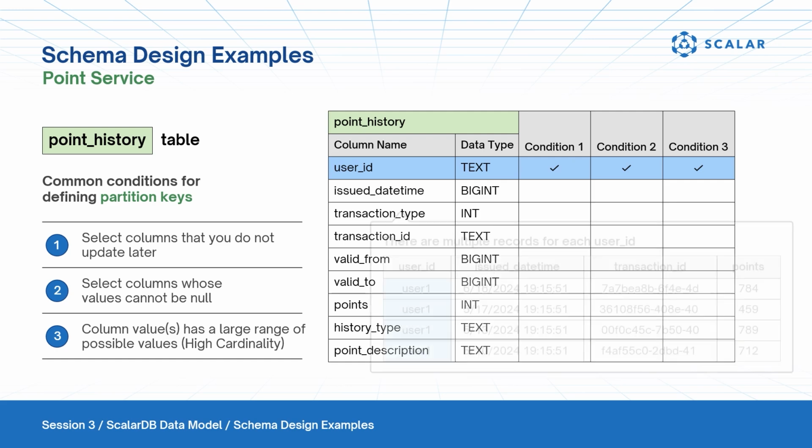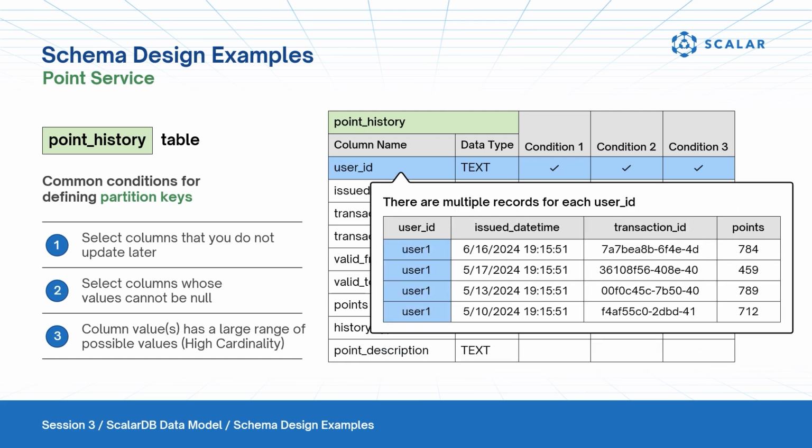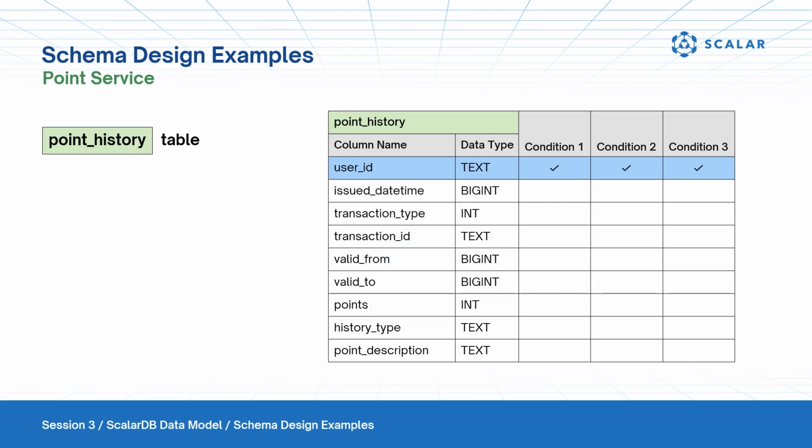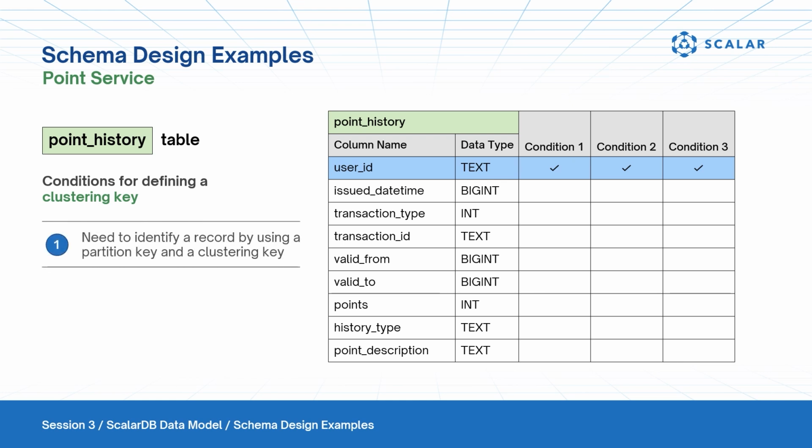For this table, there are multiple records per user ID. A clustering key must be defined to identify the target record. Let us understand the conditions for defining the clustering key. The first thing is, we need to identify a record by using a partition key and a clustering key. This condition is essential for ScalarDB schema. The second condition is the same as that of the partition key: select columns that you do not update later and whose values cannot be null.